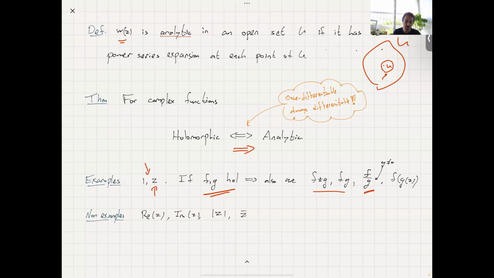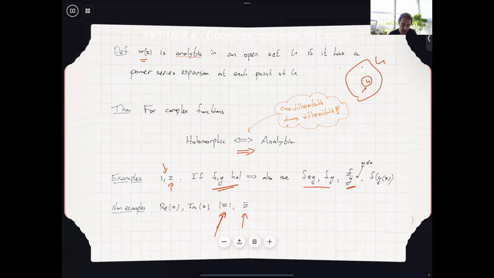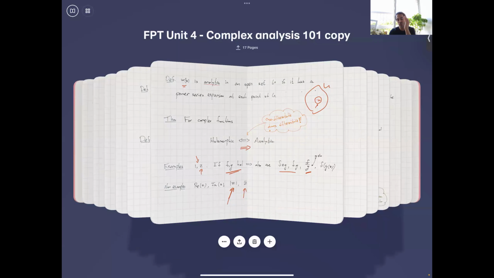Non-examples, which may be surprising, but we talked about it, are the absolute value. These are functions that look very simple, but they are not holomorphic. And everything that breaks down the complex value into its two parts. So the real part of z, the imaginary part of z, the absolute value, as I said, and the conjugate function also. Everything that tries to do something to the real or the imaginary part while not doing it to the other.